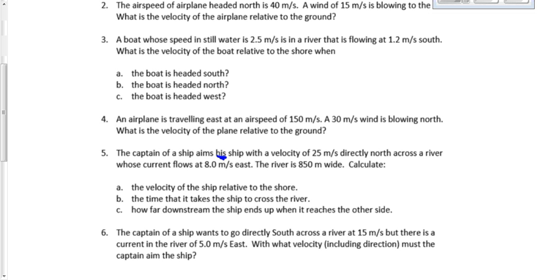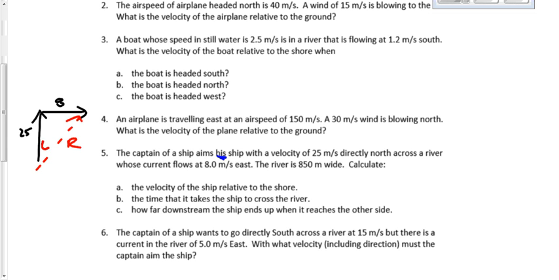Aims a ship 2.5 meters per second directing north. Is that going to be a solid or dotted line vector? 100% solid, right? Current 8 meters per second to the east, solid or dotted? Solid, 100% solid. So we got 2.5 north, we got 8 this way. Those are both solid line vectors. My dotted line vector is right here.